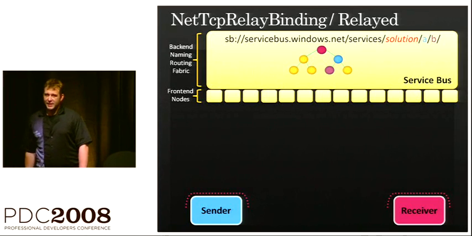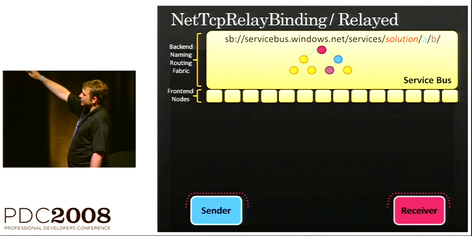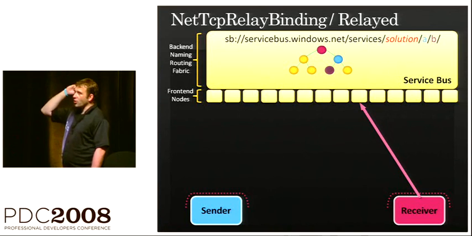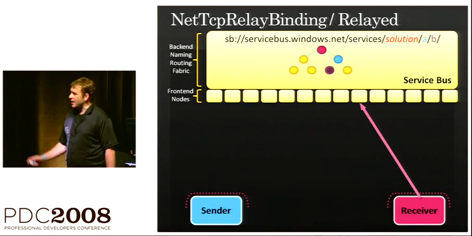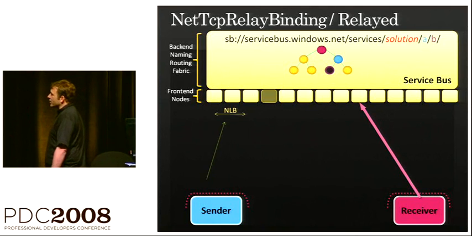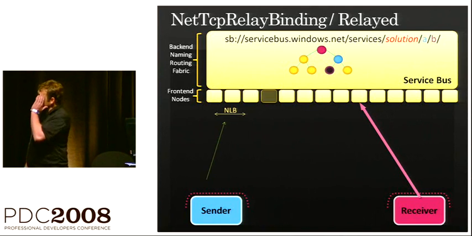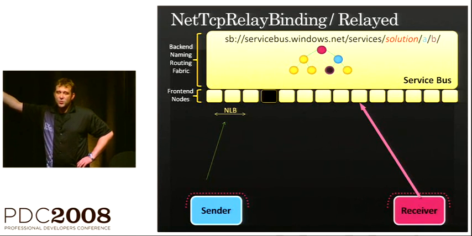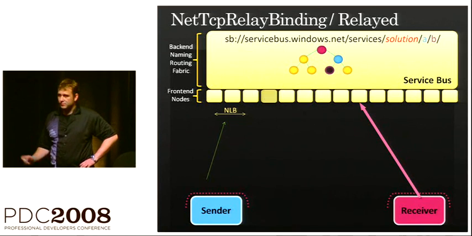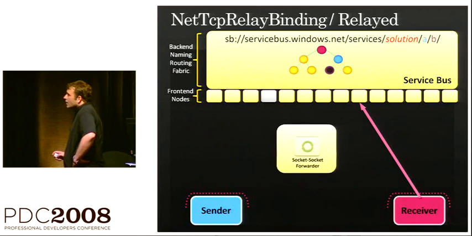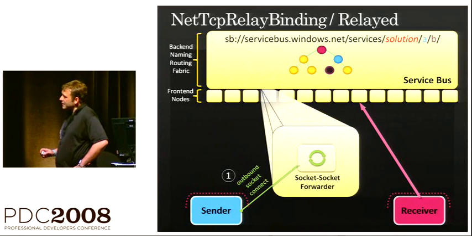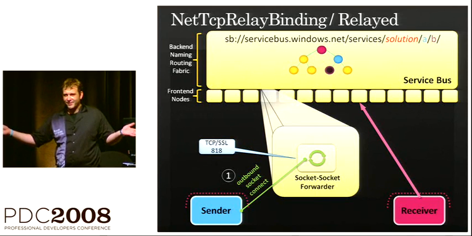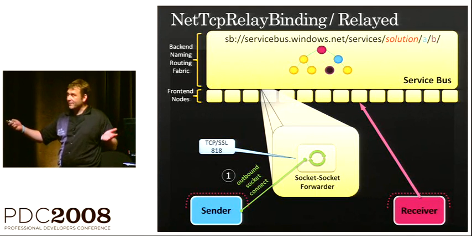The NetTCP relay binding gives you something that's quite interesting. It starts out like NetOneWay. We punch a hole up into the sky, and we register into the system. And the sender now goes and is load balanced into any of the front-end nodes. The front-end node, yes, this is PowerPoint. You can do it with that. Buy it. It's great.